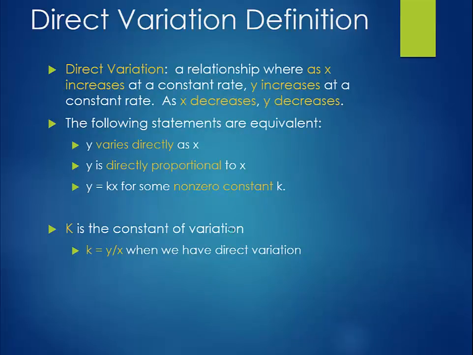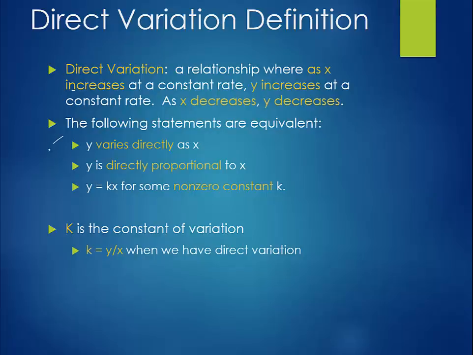Now, for our definition of direct variation. Direct variation is a relationship between x and y, where as x increases at a constant rate, y increases at a constant rate. And then vice versa. As x decreases, y decreases.